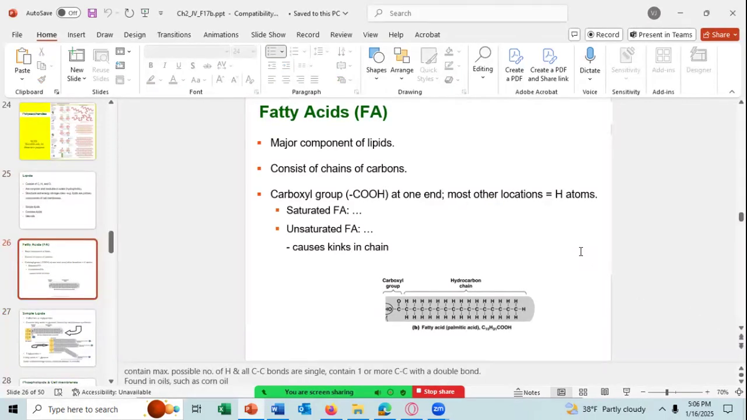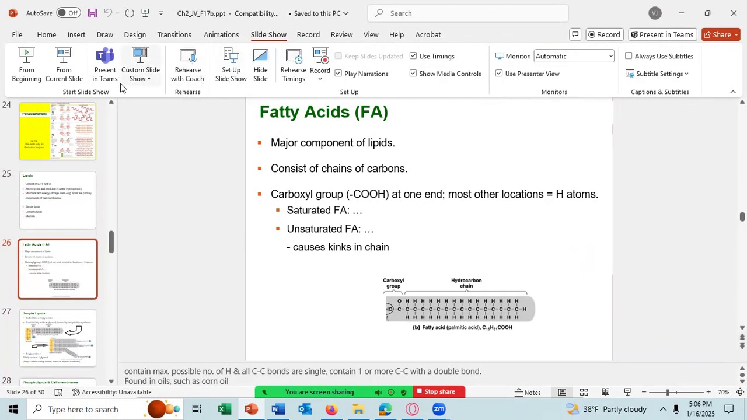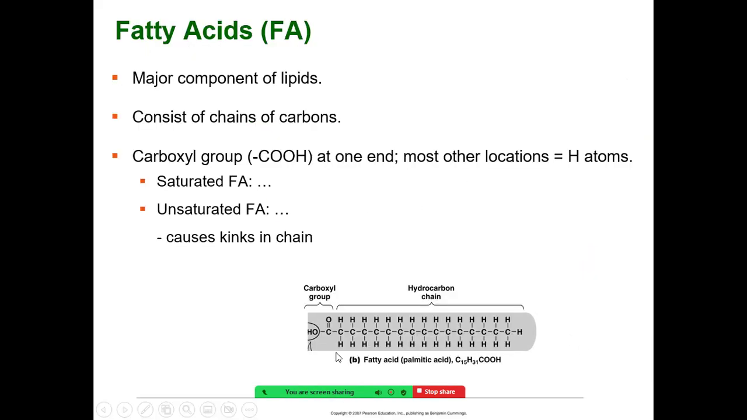Fatty acids are a major component of lipids, at least most lipids, not all lipids. They consist of chains of carbons, meaning a hydrocarbon chain. They do have a carboxyl group on it, COOH. It's at one end of the molecule. Let me blow this up. So there's a fatty acid molecule with COOH, and you can see this molecule is mostly carbon and hydrogen. Most lipids are carbon and hydrogen. They do have a little bit of oxygen on them, like right here.